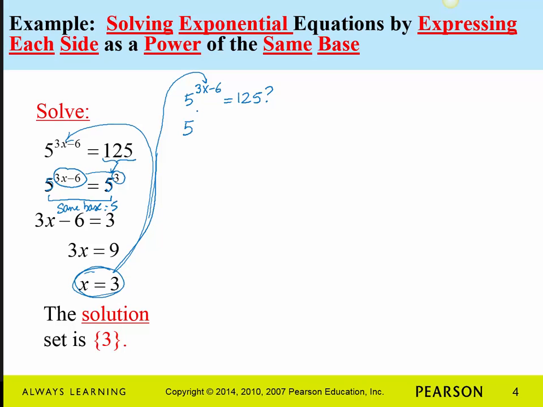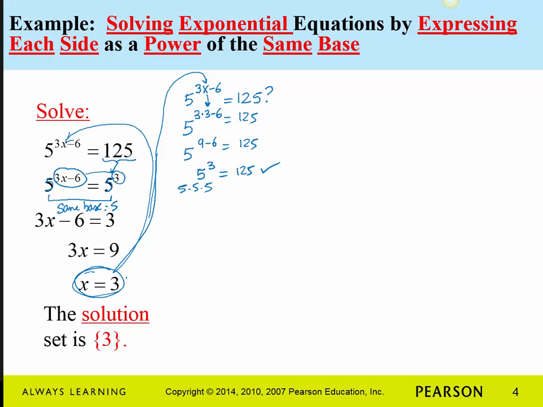So it's 5 to the power 3 times, and x is replaced by 3. So 5 to the power 3 times 3 is 9. Take away 6, that's 5 to the third. Is 5 to the third 125? That's what we're wondering. Yes, it is, because 5 times 5 is 25 times another 5 is 125. So this is indeed checking out.